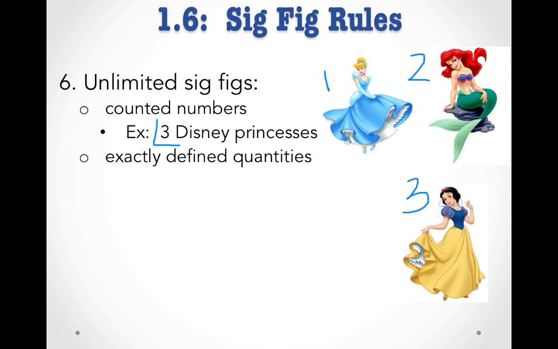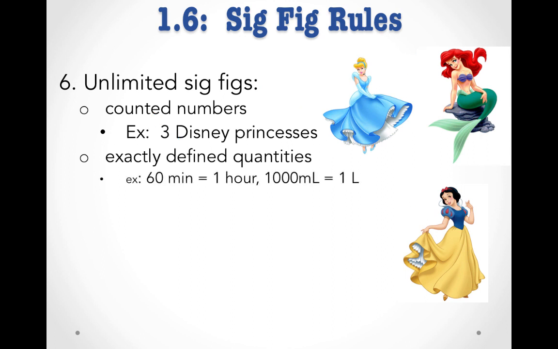This counted number of 3 Disney princesses is precise to infinite sig figs. We could have the most precise Disney princessing measuring device known to man that could measure to billions and billions of decimal places. We will never detect a fraction of a Disney princess, unless you're watching some freaky version of Disney. We will always have exactly 3. We could put zeros on the end of that number forever. We will never detect a little bit of Disney princess. So counted numbers have infinite sig figs.